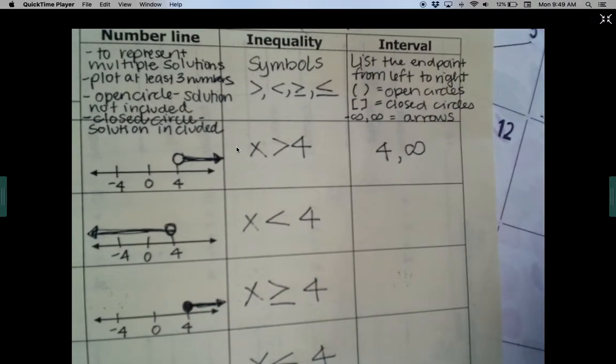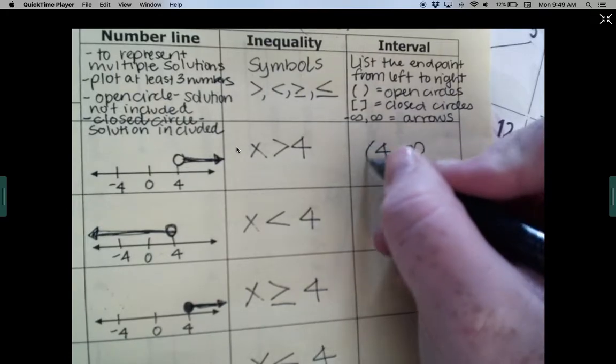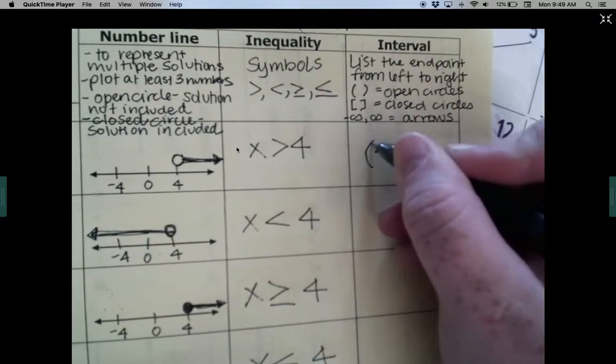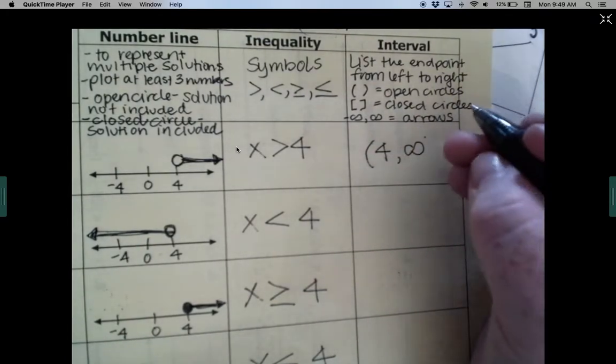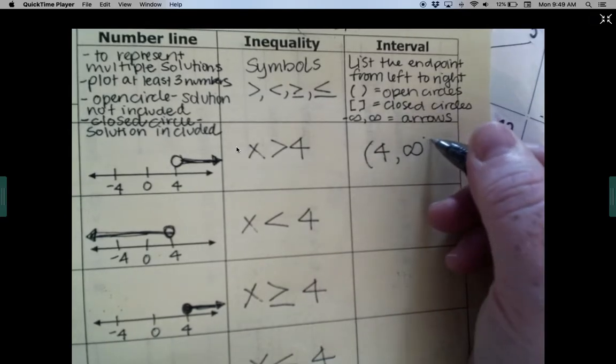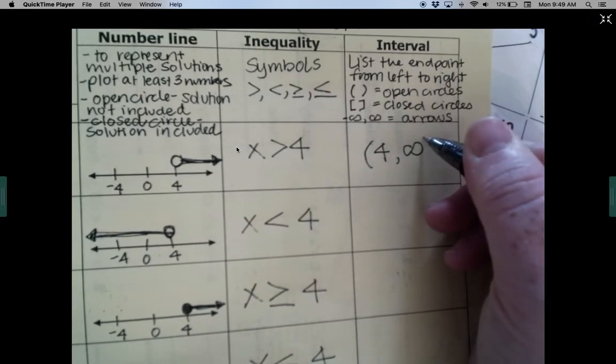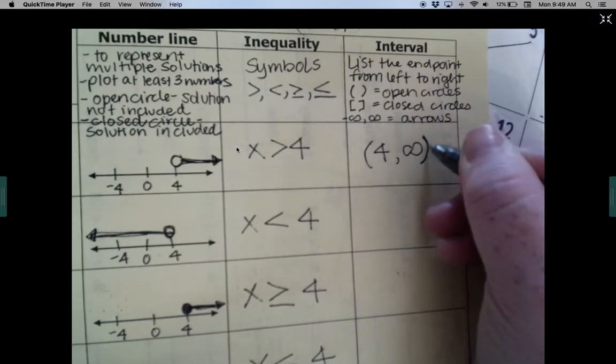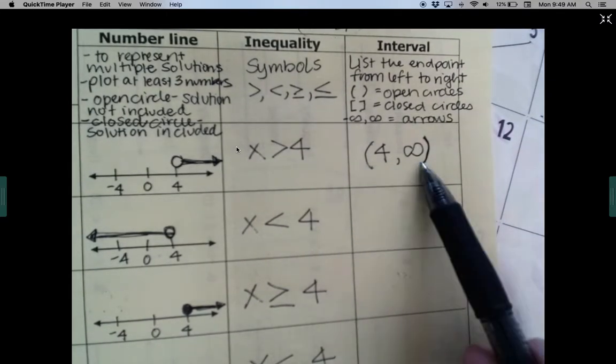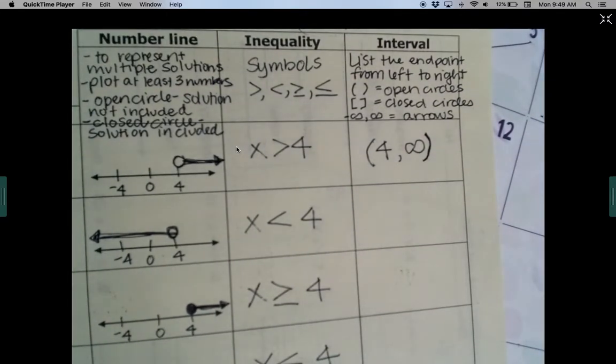Is my circle open or closed? Open, so I'm going to use the regular parentheses. And since there's no stopping point on infinity, I use the regular parentheses. These regular parentheses, I think of them as softer, like they don't include it or they go on for ever and ever. They're not as harsh as a bracket. Okay?